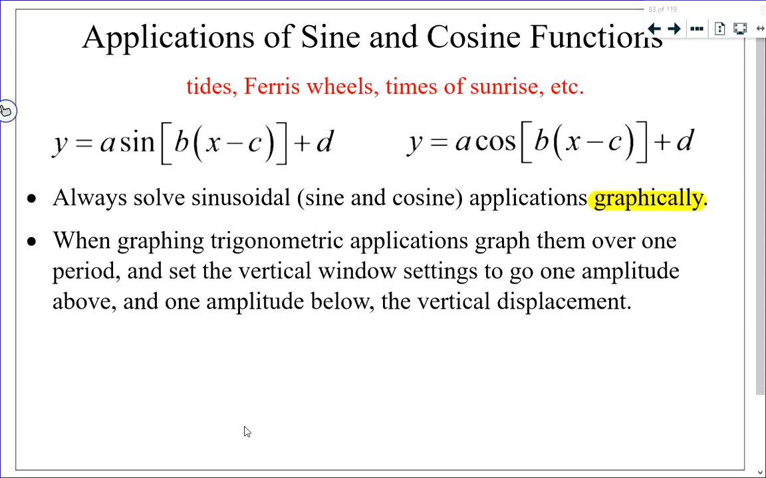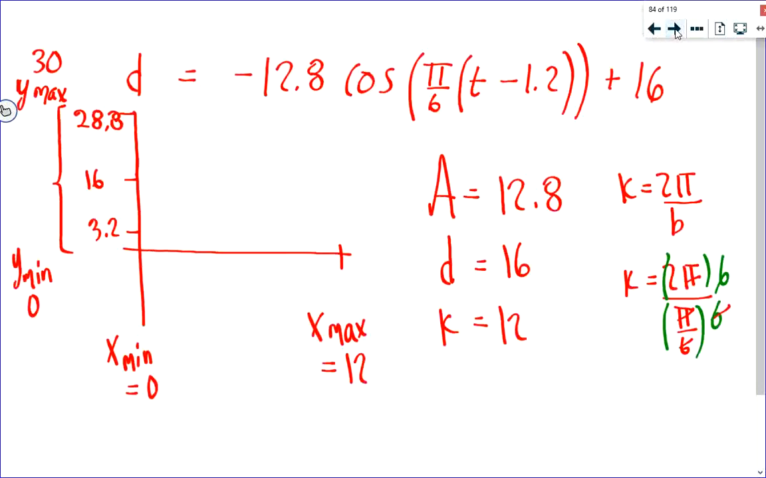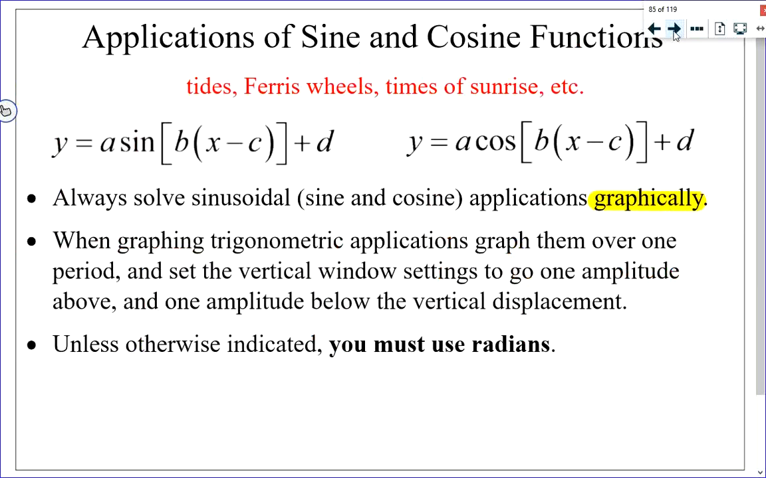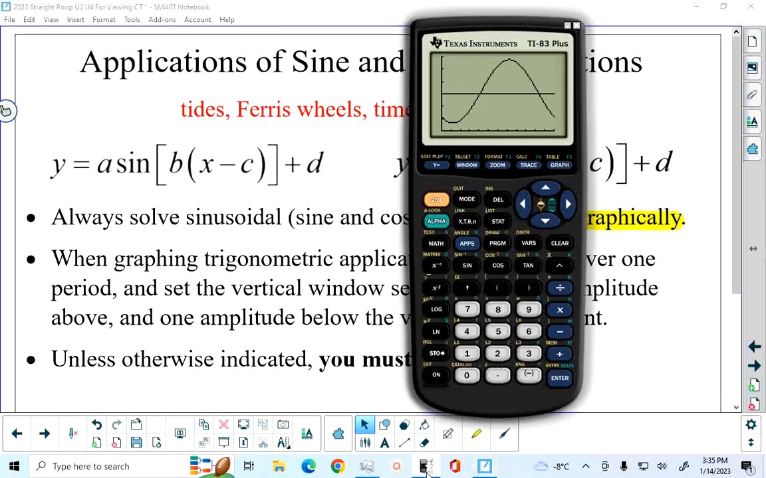You solve these questions graphically, and for goodness sake, make sure your calculator is in radian mode. You must be in radians. I'll quickly show you something here. If I were to do this and my calculator was in degrees and I wasn't aware of it, I either get nothing, or in this case I get what looks like a horizontal line.